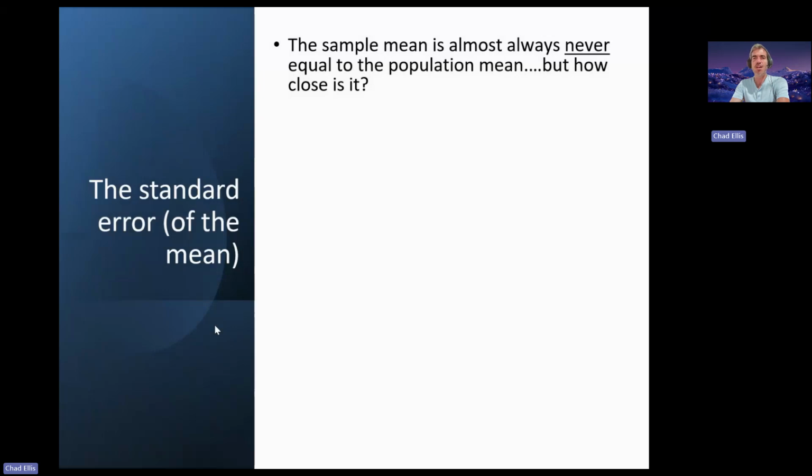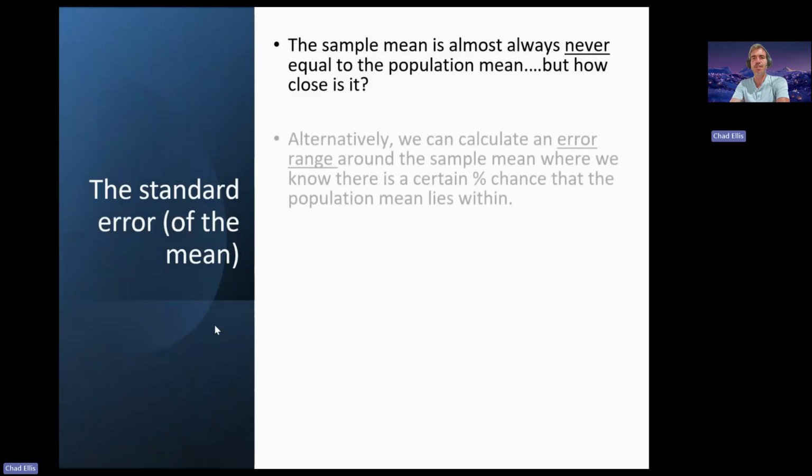But we can do it for anything. We can do it for range, we can do it for standard deviation, but for the most part, we're trying to use a sample to estimate central tendency: mean, median, mode, things like that. But usually we're talking about the mean, a little bit about the median.